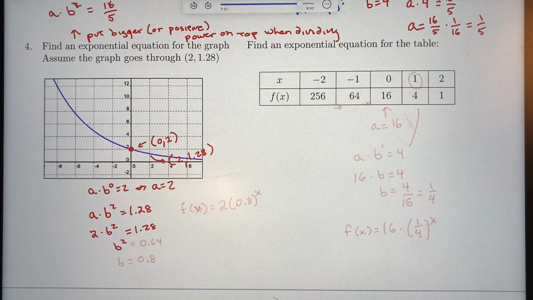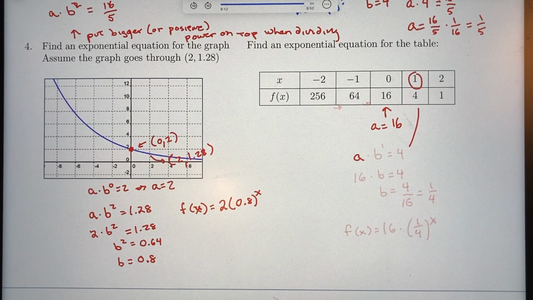Ask your calculator what 1.28 divided by 2 is. 0.64. Does that have a nice perfect square root? Oh, yes, it does. So it's f of x or y equals a times b to the x. All right. Remember that if you have a table or a graph where you know what the value at 0 is, that tells you what a is immediately. Okay.